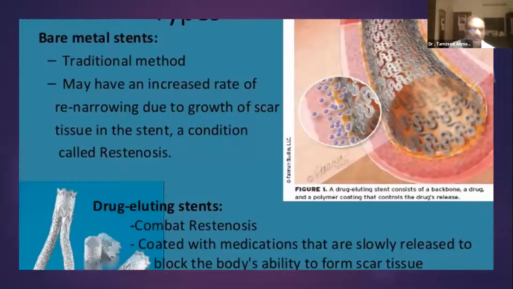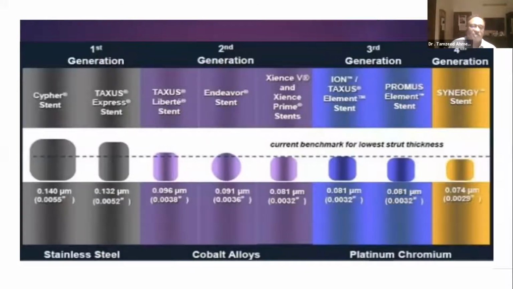So bare metal stents still have some disadvantages. There was still about 30% restenosis. Then came the drug-eluting stents. These stents actually had a platform like the bare metal stent, a backbone, polymer coating, and drug. The first generation of drug-eluting stents were Cypher and Taxus. They used stainless steel, and their strut diameters were quite high. You can see 0.14, 0.132.